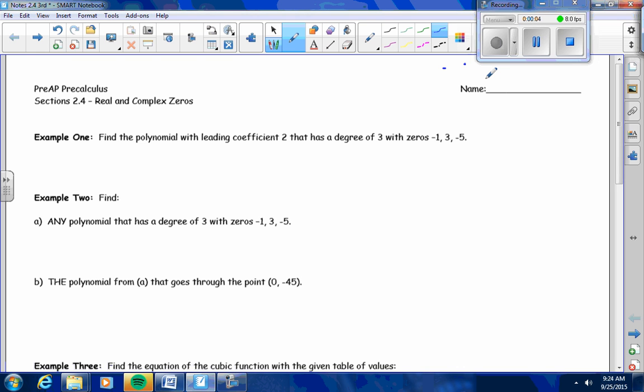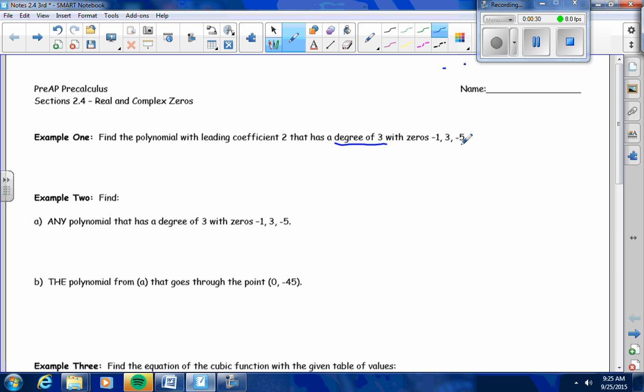Today we're looking at section 2.4. We're looking at real and complex zeros. Example 1. Find the polynomial with a leading coefficient of 2 that has a degree of 3 and zeros that are located at -1, 3, and -5.